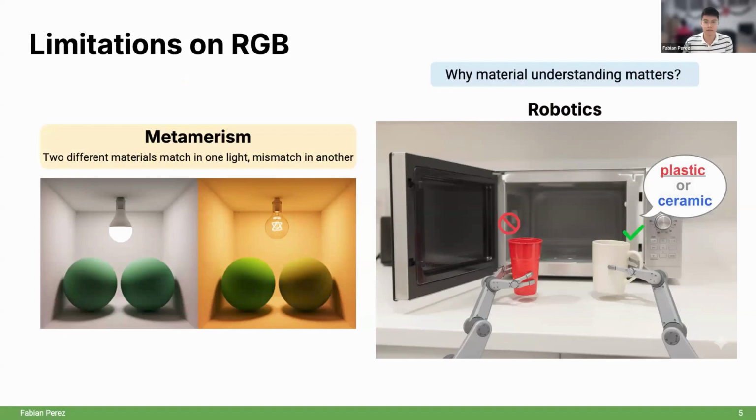And why does material understanding matter? So look at the scene on the right. A robot, for example, must choose between a plastic cup and a ceramic mug for the microwave. If it cannot tell which material is present, the action becomes unsafe. So RGB gives you color and shape, but not what things are made of.